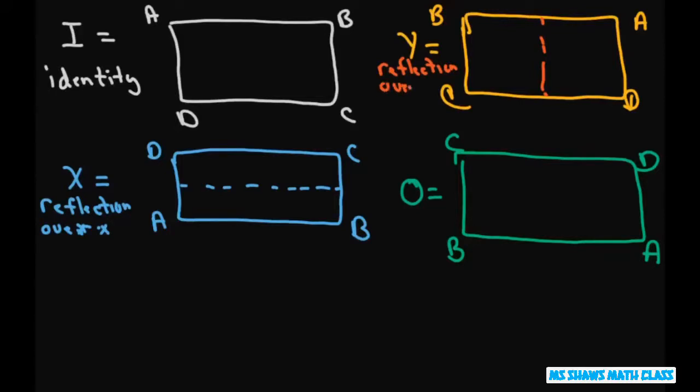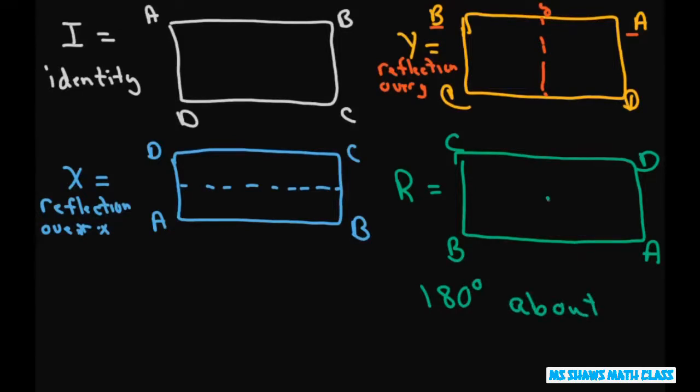Over the y-axis. So all I did is change my A's and B's, with B going across the Y, if this was Y, and I interchanged my C and D. And I let my O be reflection. Let's call this R instead. So this is going to be R equals, this is the rotation 180 degrees about the origin.